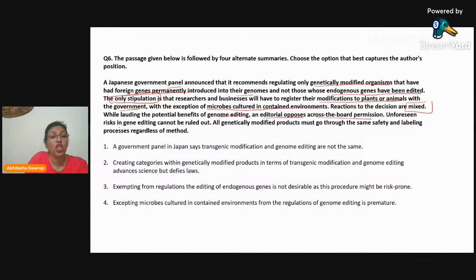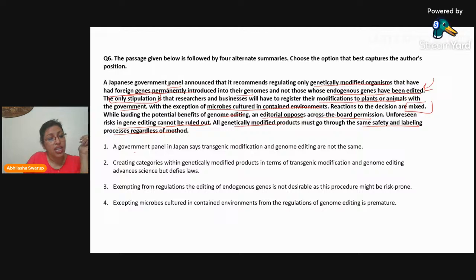Unforeseen risk in gene editing cannot be ruled out. All GM products must go through the same safety and labeling processes regardless of the method. So you have to regulate everything. You cannot say that because endogenous genes are edited, don't regulate them. You have to regulate everything, right? So that's the thing. So let's take a look.